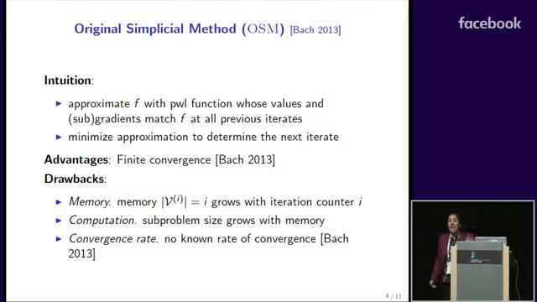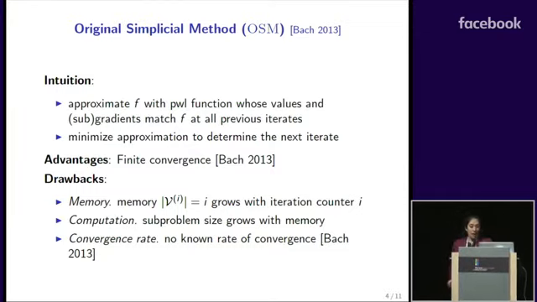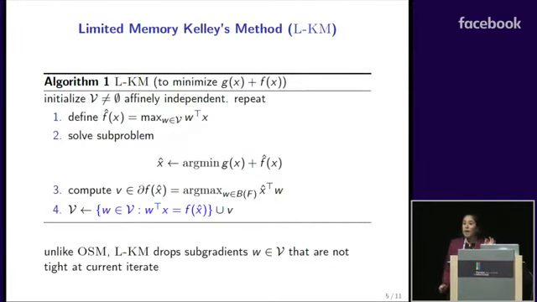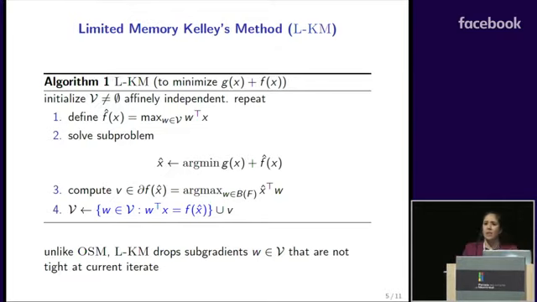One advantage is that it has finite convergence, but since this piecewise linear function f might have exponentially many pieces, it's not clear that it converges in a fast number of iterations, and the subproblems get larger and larger at every iteration. Okay? We made one change to this method, which is instead of keeping all of the pieces of the approximation, we only keep the ones that are tight at the current iterate. So we drop the subgradients that are not tight at the current iterate.